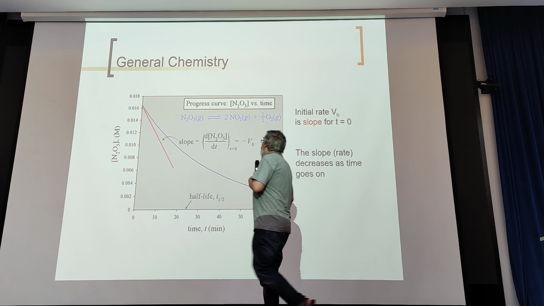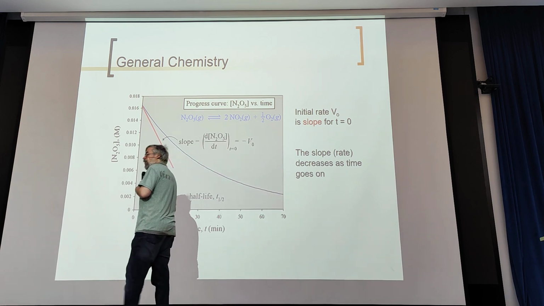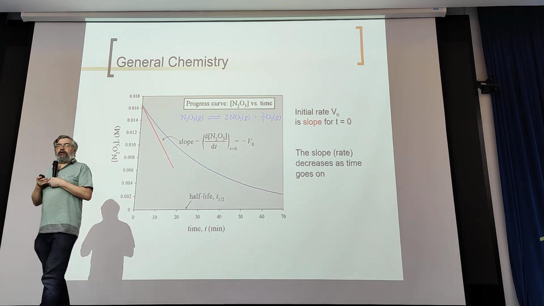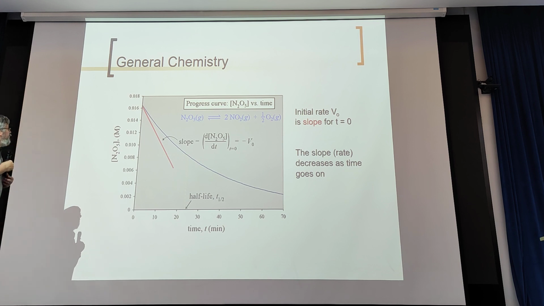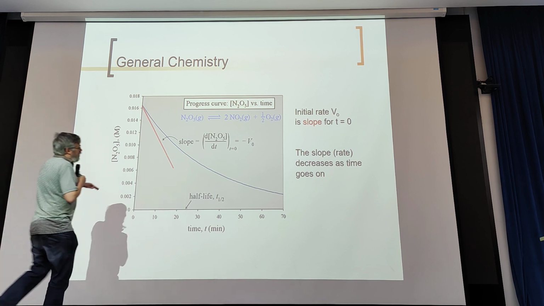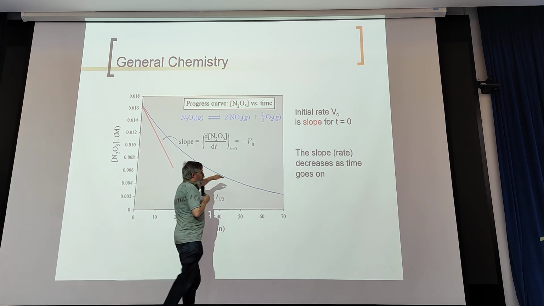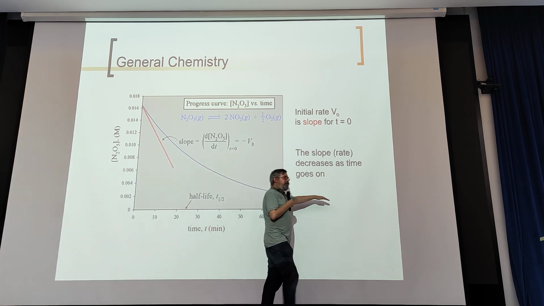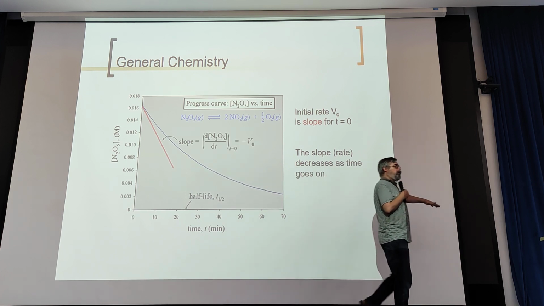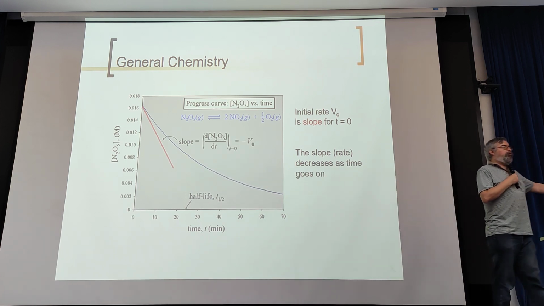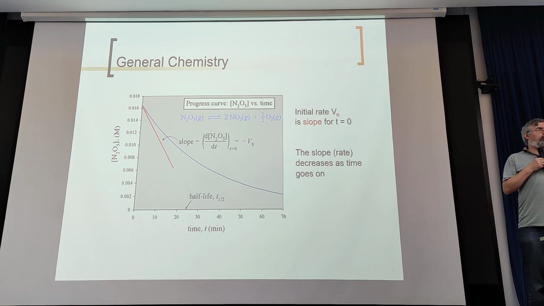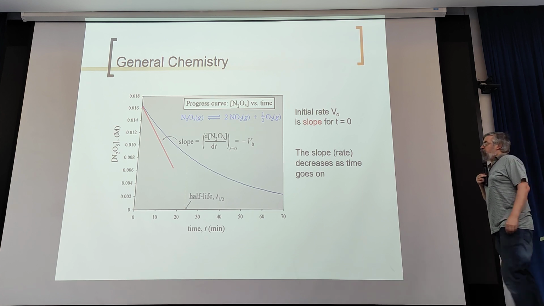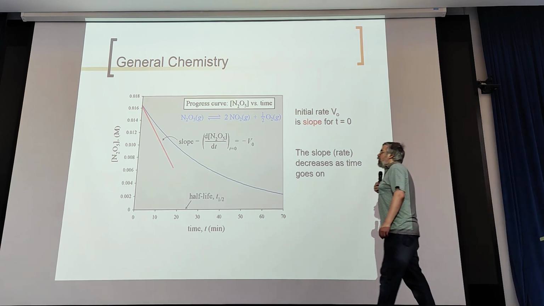So the blue line is the one that follows the concentration of the N2O5. It's going down, as you can see, but it's going down slower and slower, and it's actually never reaching 0, or 0 will be reached after a long, long, long time. This is like a hyperbola.